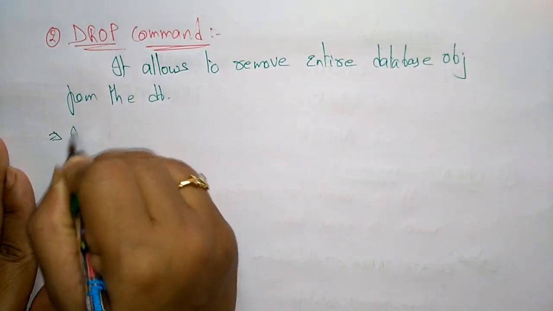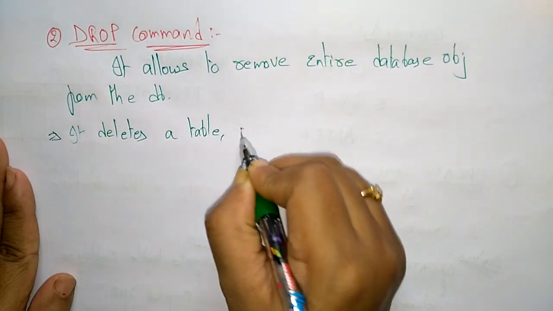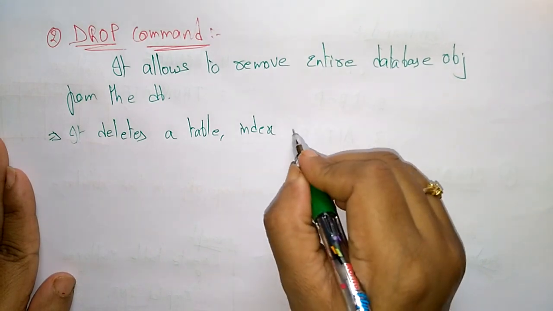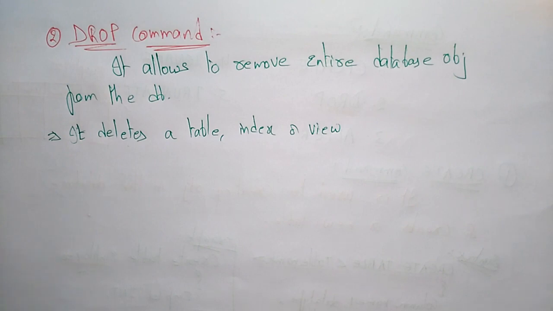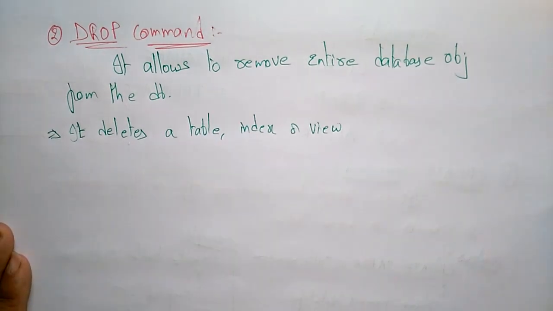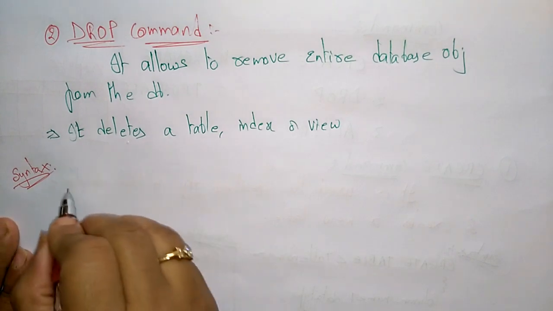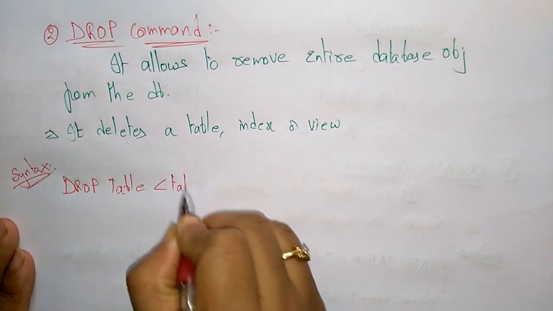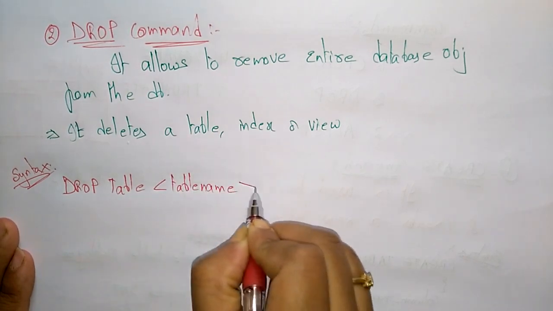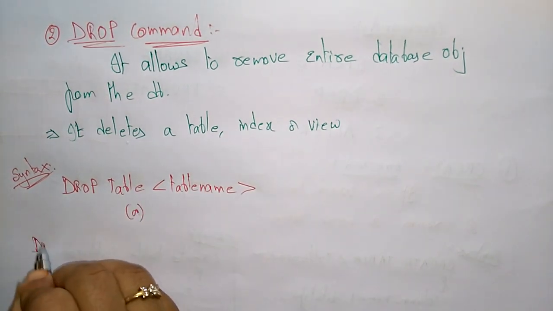And it also deletes a table. It also deletes the table, index or view completely. Whenever I use drop, it completely deletes the table and the fields, whatever is present, and the index or view, everything will be deleted. Now let us see the syntax for this. Just write drop table, then the table name. So whenever you write this, the table will be dropped.